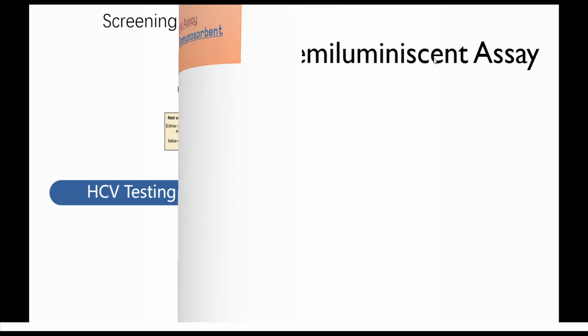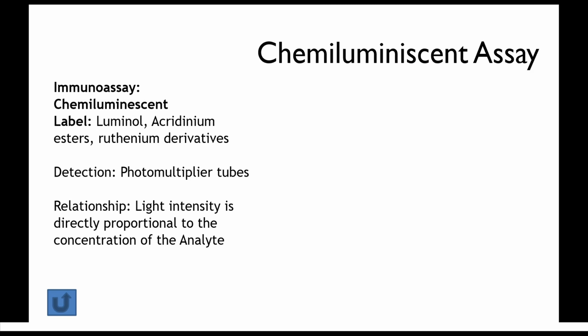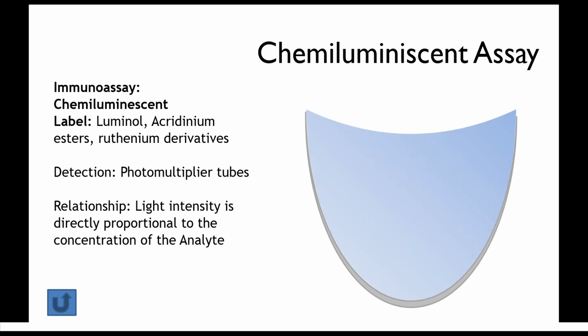In the chemiluminescent assay, kaya siya tinawag na chemiluminescent is because the process here involves chemiluminescence. So when we say chemiluminescence, there is a chemical reaction that resulted into the production of luminescence. Luminescence is light. So in here, gumagamit tayo ng labels. And the labels are chemiluminescent substances. So what is the principle of this assay?